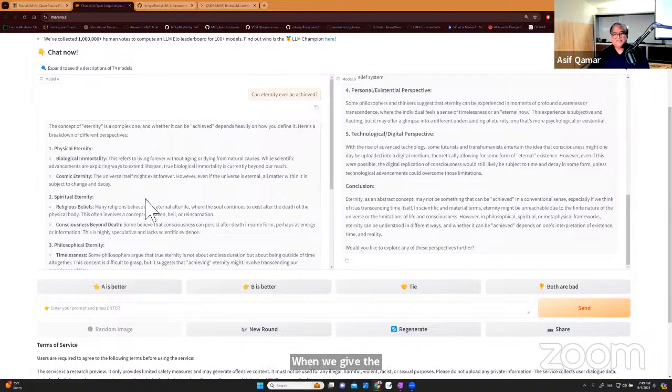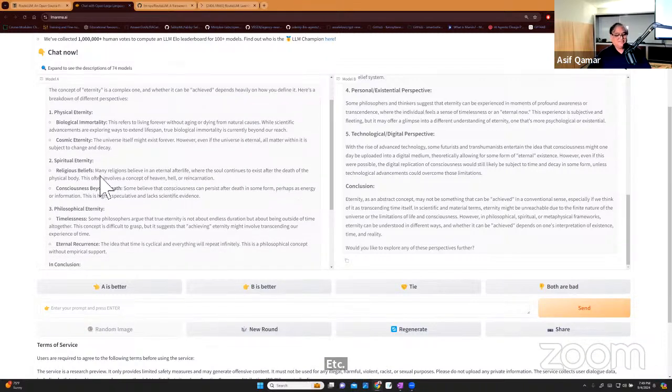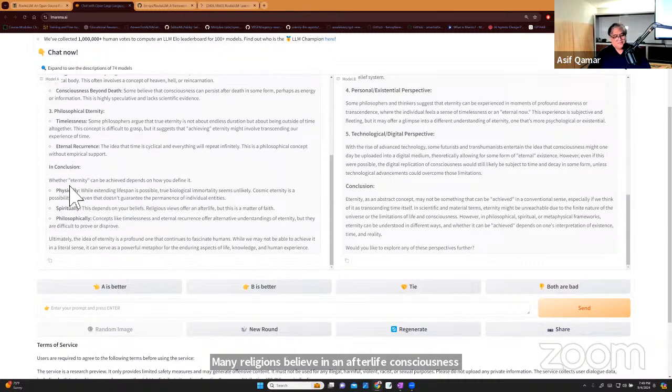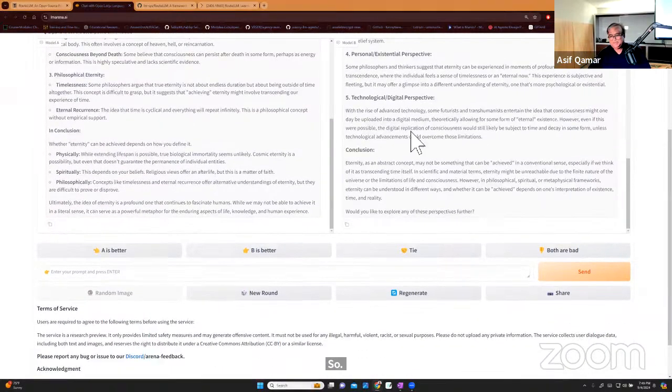So let's read through the answer. Physical eternity, biological immortality, this refers to living forever without aging or dying. Cosmic eternity, the universe exists forever. Spiritual eternity, religious beliefs. Many religions believe in an afterlife, consciousness beyond death, and philosophical eternities, timelessness. So in conclusion, it depends on how you define it, physical, spiritual.